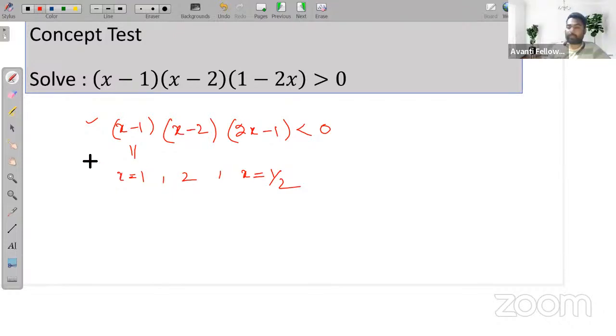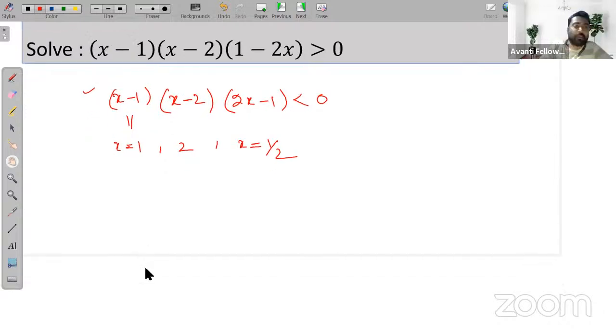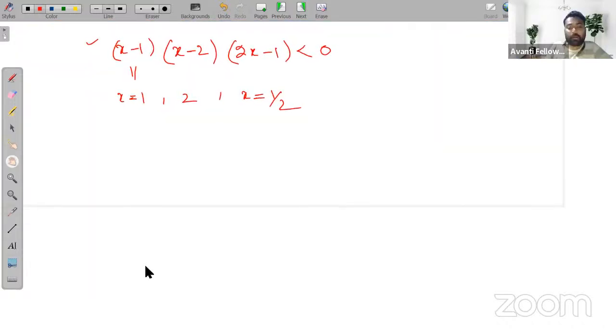We plotted the number line, no problem. Then plot all the critical points in ascending order. First one is 1 by 2, second one is 1, then 2, right? And we have less than 0, so no need to include these points, because we need only solution results where the expression is negative. Equality sign is what would make the critical points included, but we don't have any equality in the given inequality. Then we have to exclude all these points, right?